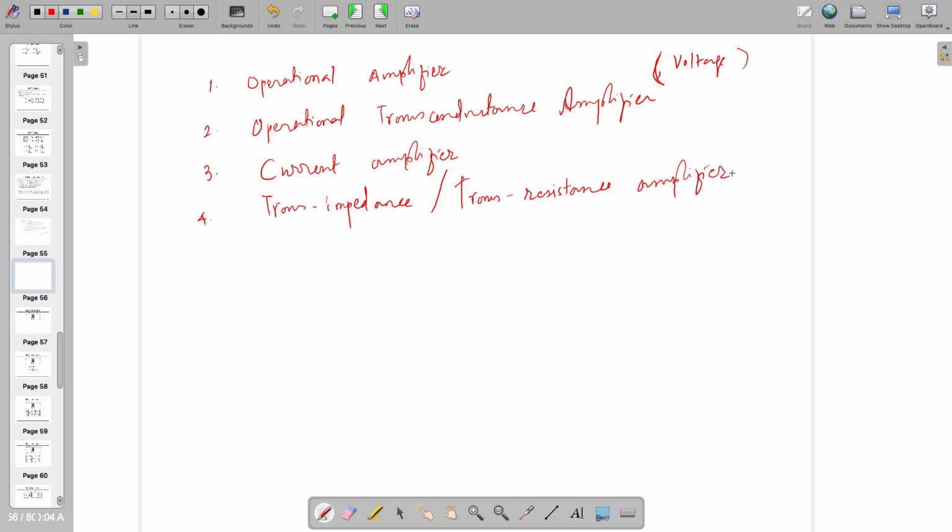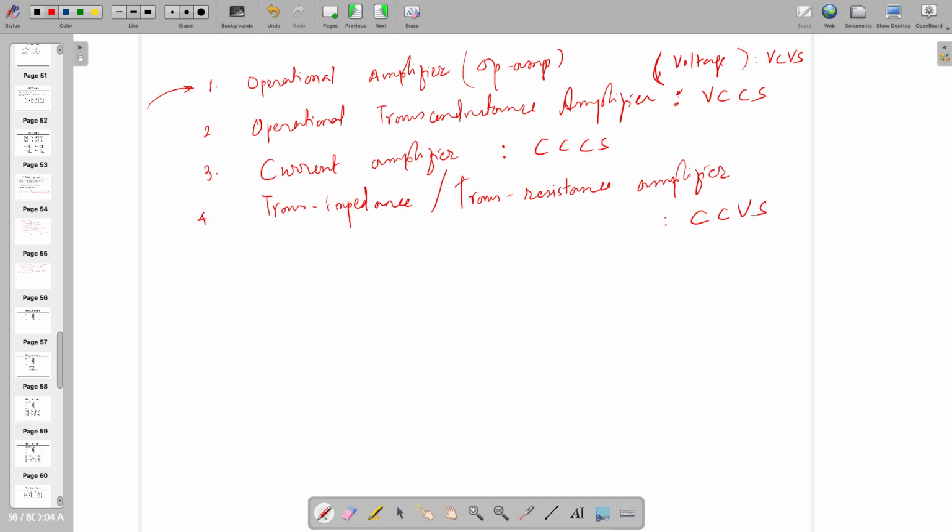So there are four different classes of amplifier. One of them is op-amp, which is commonly a voltage amplifier whose output is voltage, input is voltage, or it's a voltage controlled voltage source. And transconductance amplifier is a voltage controlled current source. Current amplifier is a current controlled current source. And trans impedance or trans resistance amplifier is a current controlled voltage source. These are different names, right?